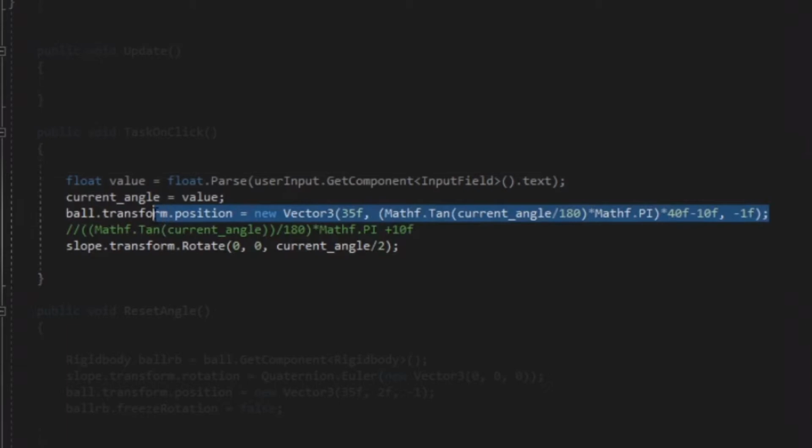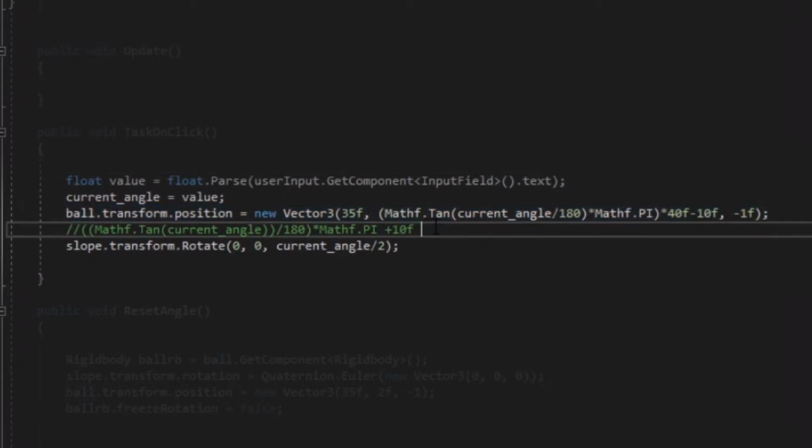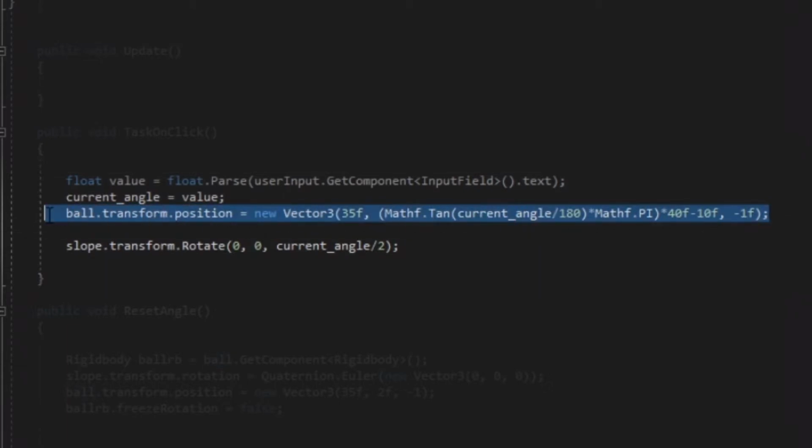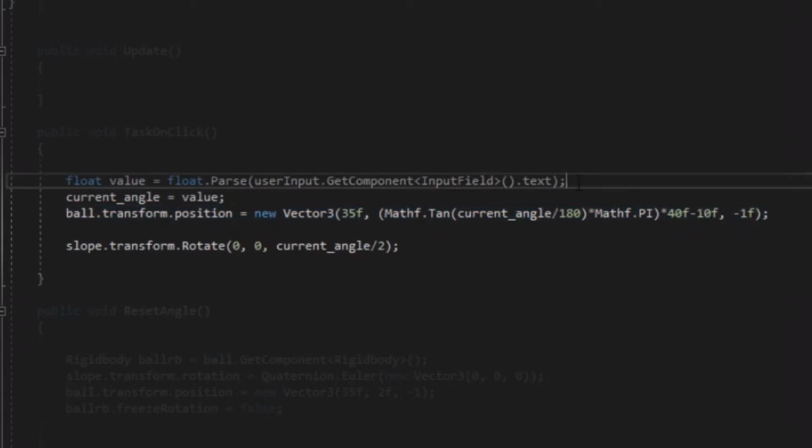As you guys can see over here, we're in Visual Studio, and in my code, we don't really need this part. This is the line we're going to be focusing on. The rest is just normal Unity stuff to get the values from the input field. So this is the line.